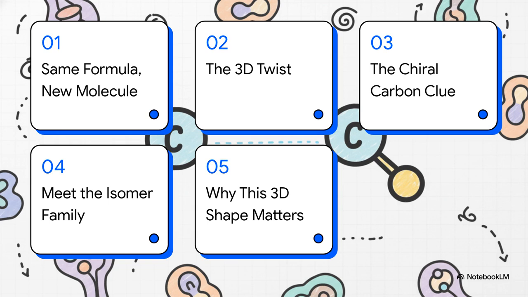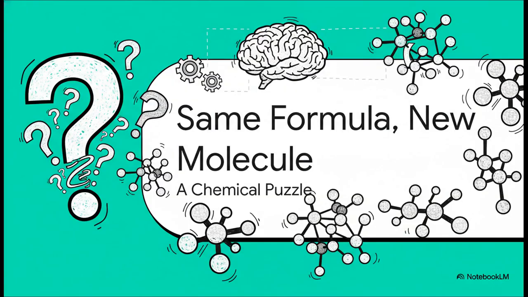First, we'll tackle that central mystery: same formula, different molecule. Then we'll get into the three-D twist that honestly explains everything. We'll even pinpoint the exact atom that makes it all possible, meet the different members of this molecular family, and finally, and this is the really cool part, we'll see why a tiny change in shape has huge consequences for our own bodies. All right, let's jump right in.